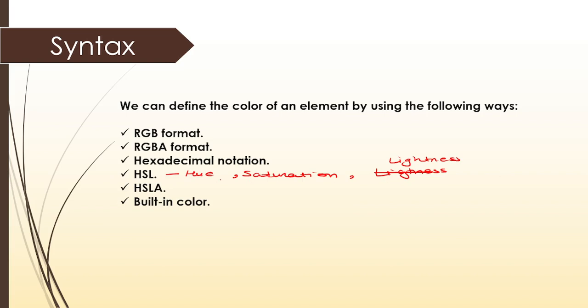Okay. So hue is what? It can be defined as the degree on the color wheel from 0 to 360. Here 0 represents red color, 120 represents green color, and 240 represents blue color in case of hue.